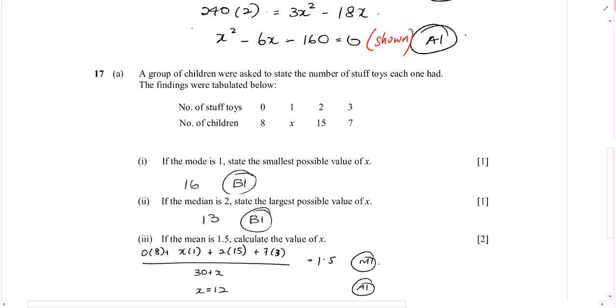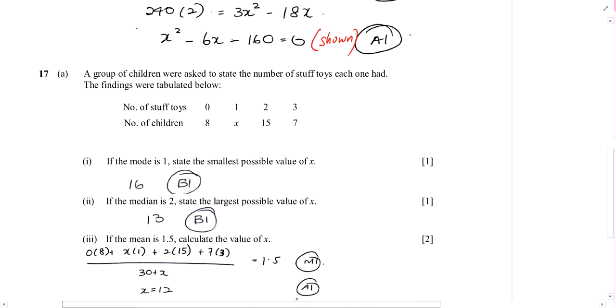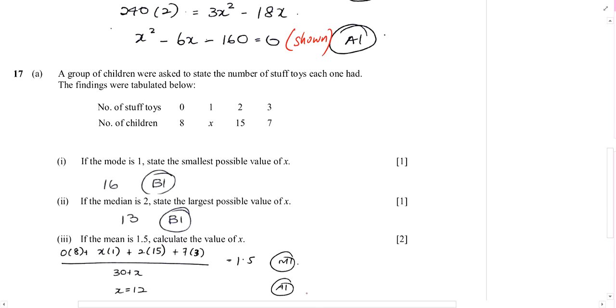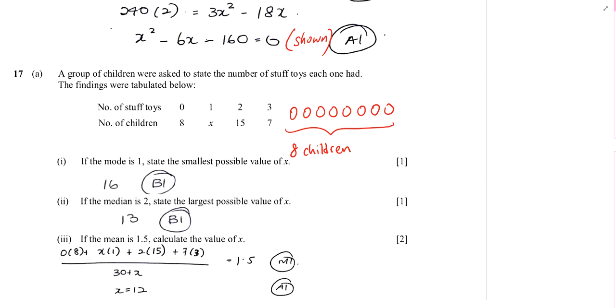Okay, median is 2. State the largest possible value of x. Number of stuffed toys 0, 1, 2, 3, and then the number of children. Okay. Here is the approach to solving this. How many children got 0 toys? 8. 1, 2, 3, 4, 5, 6, 7, 8. 8 children with 0 toys. Okay, now, how many children with 1? x, right? I don't know how many. So let me just put it like this.